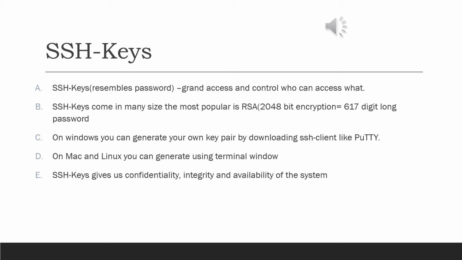For example, the most popular one is RSA, which has about 2048 bits encryption, which is equivalent to a 617 digit long password. You can easily generate SSH keys on Windows by downloading an SSH client like PuTTY, or on a Mac and Linux, you can just generate SSH keys in the terminal. SSH keys give us confidentiality, integrity, and availability of the system.